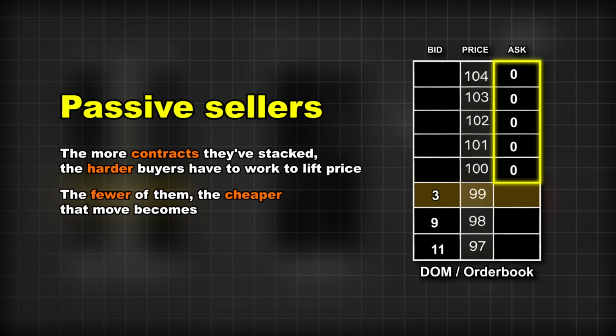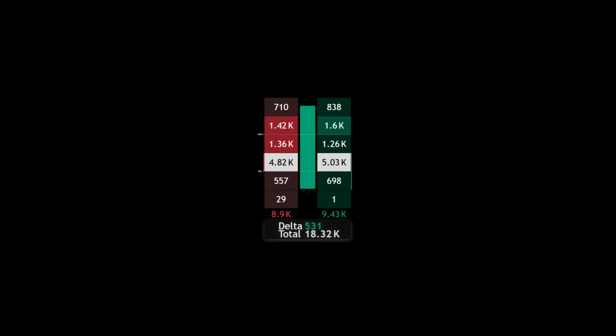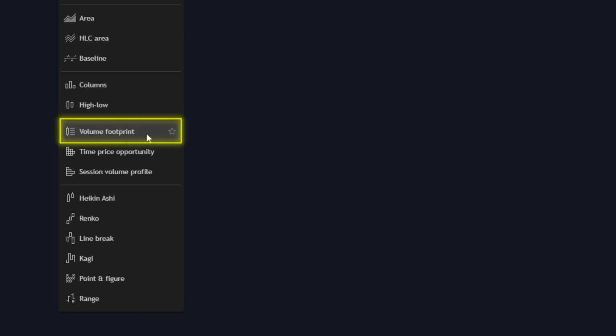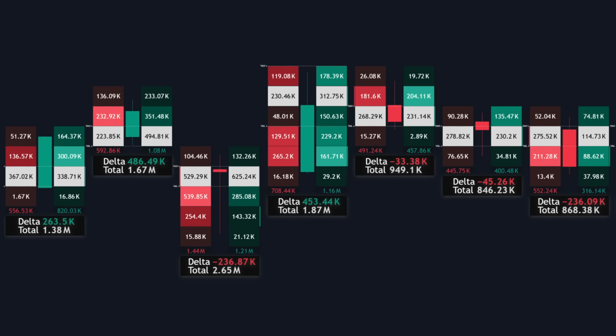The footprint chart records all of this, every executed contract at every price level for every candle. To pull it up, open TradingView. If you don't have it yet, click the link in the description. Click the candle icon at the top of the chart and scroll down to Volume Footprint. Now let's read the numbers.